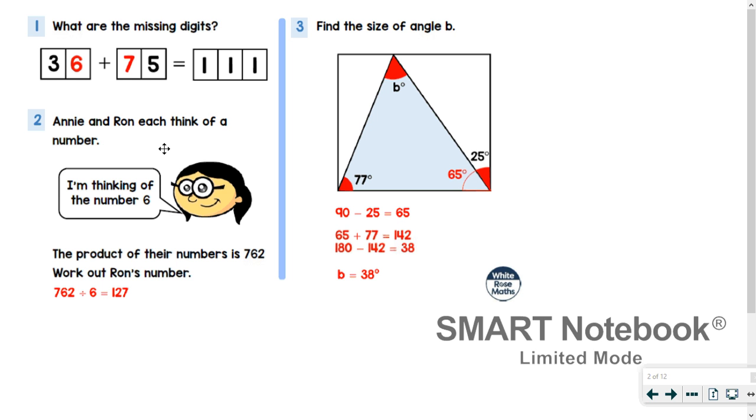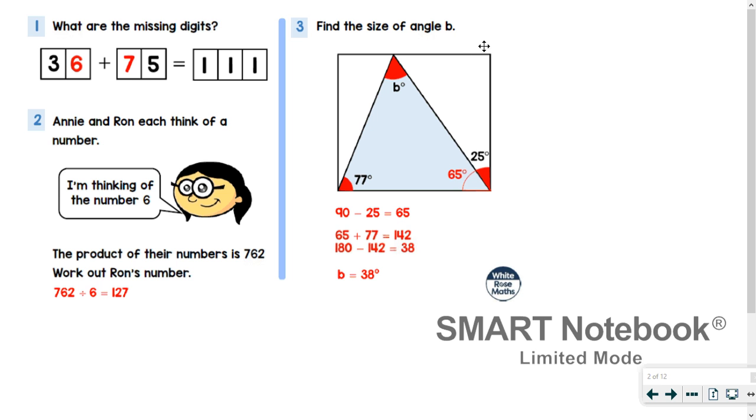Now we don't have the number it's times by, so we're going to have to use the inverse. So we have the product, the final answer, and we divide that by the 6 that Annie is thinking of, and that gives us 127, which would be Ron's number. Just a bit of backwards working there to get it.